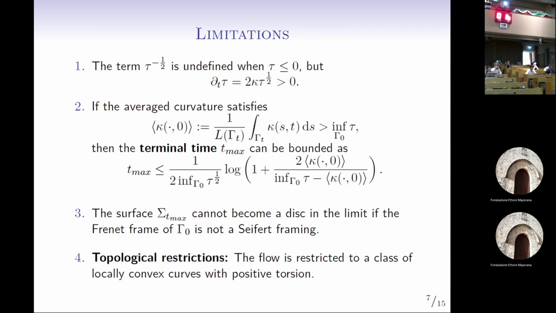But also, and that's what I will be talking about in the next few slides, this flow, because of these restrictions from the first point, is restricted to some subclass of curves, namely locally convex curves. In this case, they also need to have positive torsion. But let's just look at what this restriction gives us.